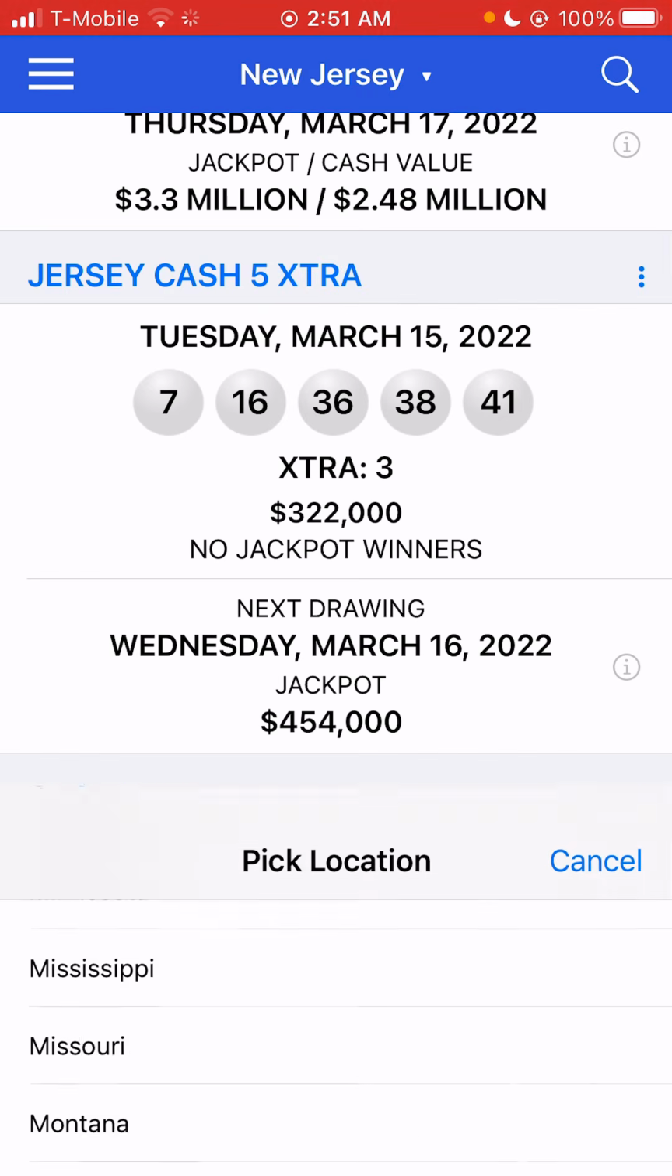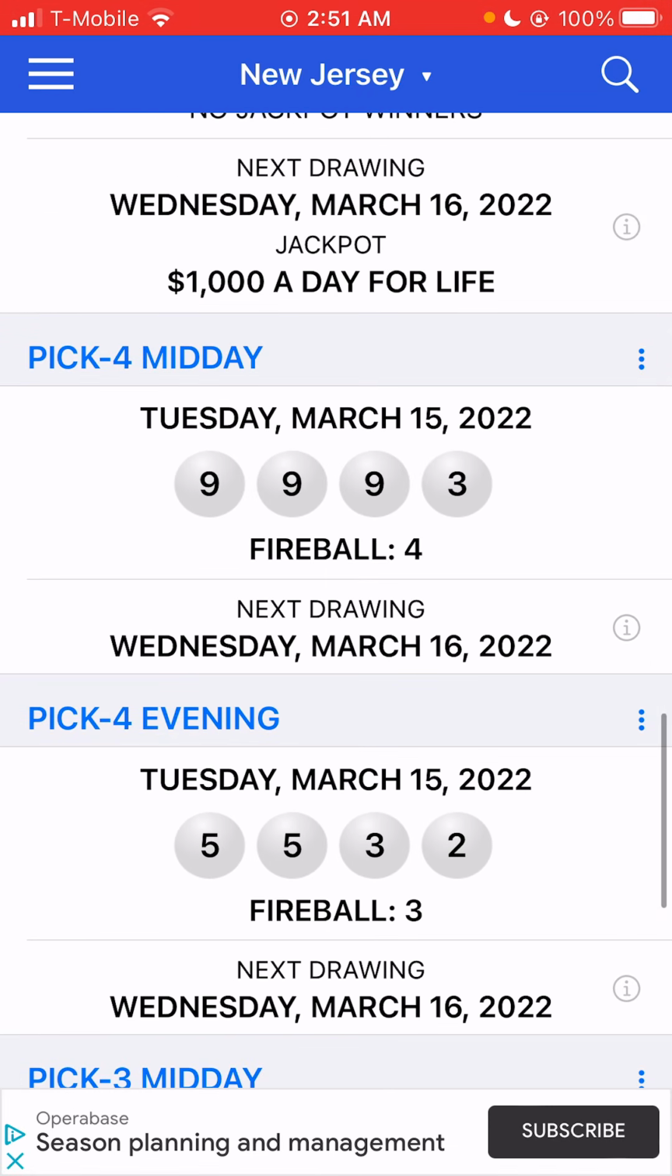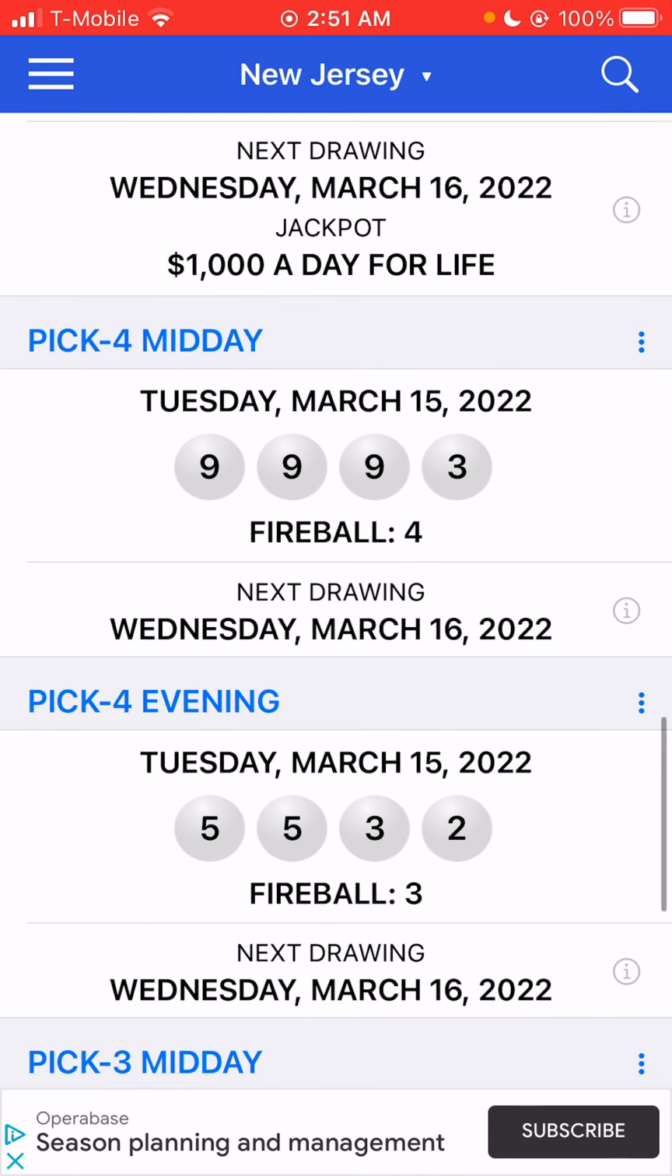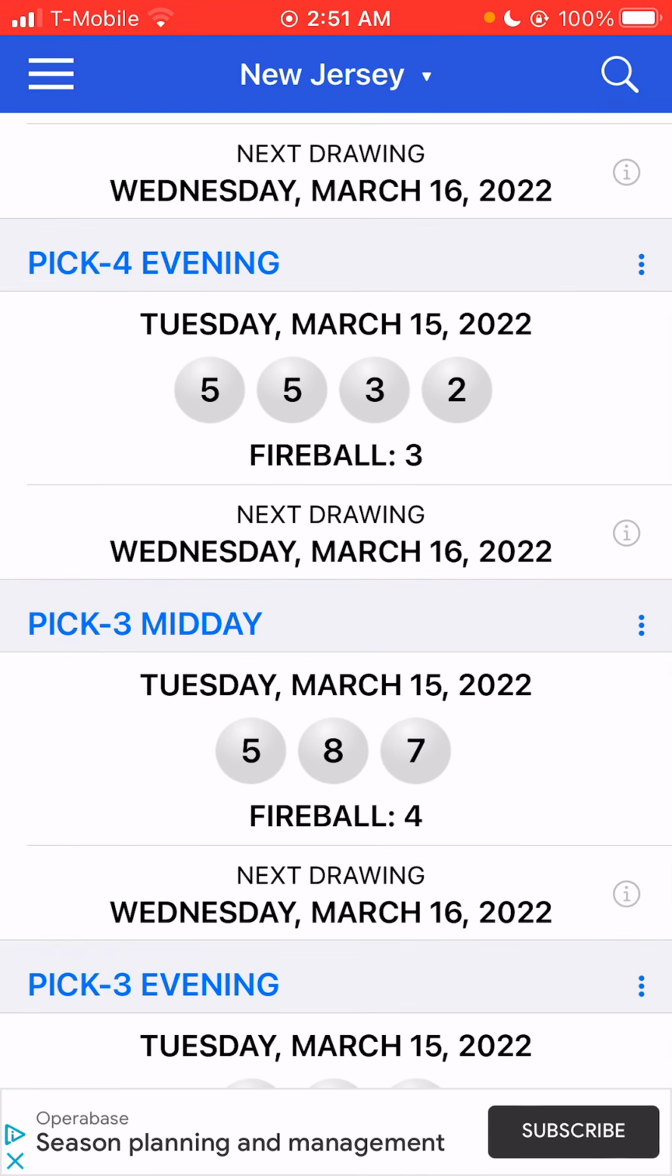New Jersey. I wouldn't do midday because there's 3 of the same number. The evening, I would put the 5, the 3, and the 2 in the grid.